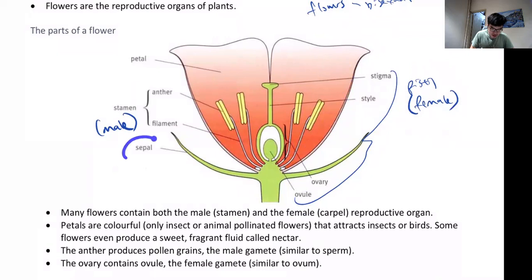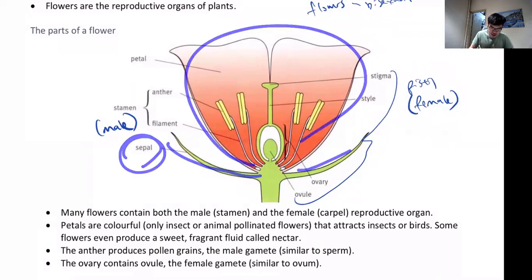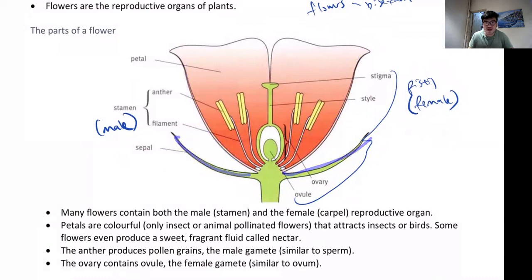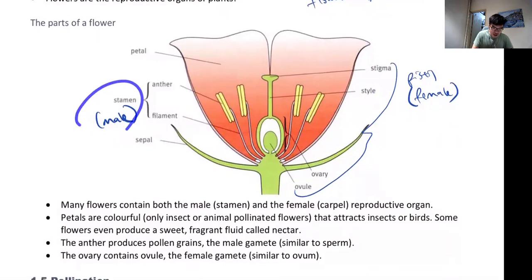So what is a sepal? Sepal is these two things here. Whenever you have a flower, you have these two green things at the side. They are to protect the flower. So that my flower will not get injured lah, because this is a very important part of the flower. So let's look at the male part first. The male part has something called filament and anther. This filament has not much function. Their function is just to hold the anther.